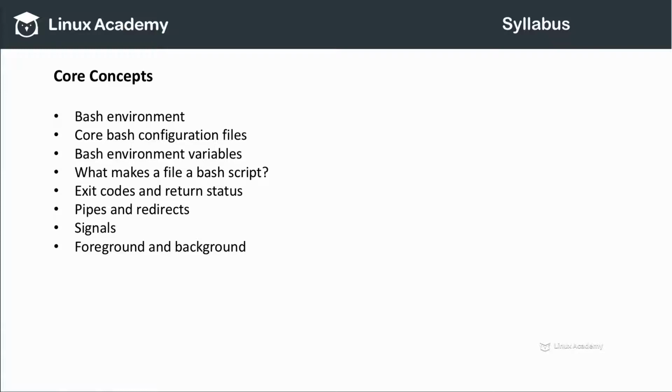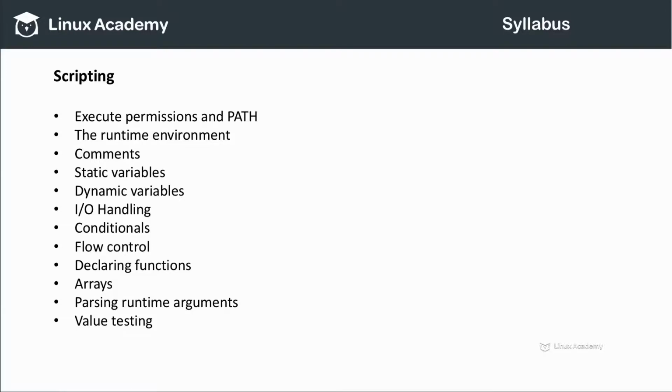We'll talk about what makes a file a bash script, and it's not just simply appending .sh to something, but we'll talk about the structure of a bash script file. We'll also introduce exit codes and return status so that when we run a bash script, we can return information that we can take action on at the end. We'll also talk about pipes and redirects, signals, and how to run things in the foreground as well as the background.